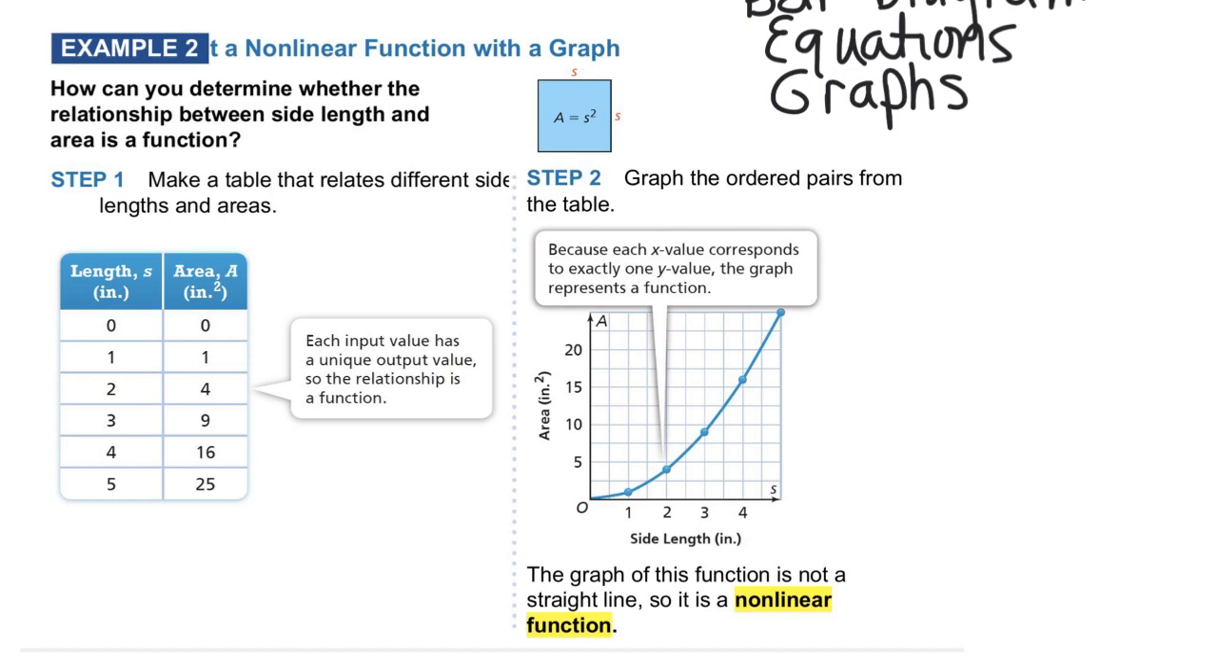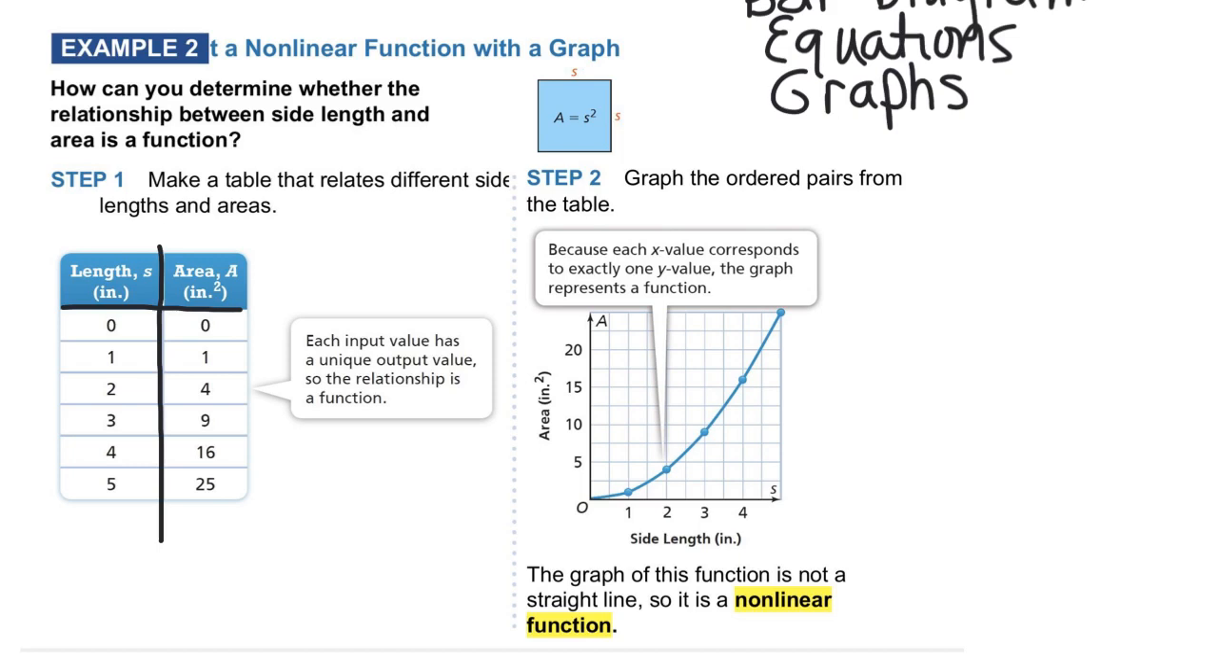And so they created this table. I'm guessing that they just chose some numbers for the side length. So if we happen to have a square, you take length times width to get area. 0 times 0 is 0, 1 times 1 is 1, 2 times 2 is 4, and so forth. So they created this lovely table.